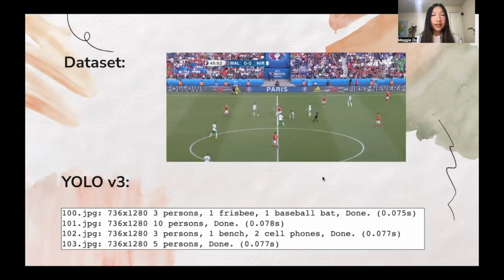So first, the data set that I chose was over 1,000 images like so, which are just snapshots of real soccer games in the past. And after plugging these into the machine learning algorithm called YOLO v3, it spits out how many of what objects it identified in each image. For example, in 101.jpg, it found 10 people.